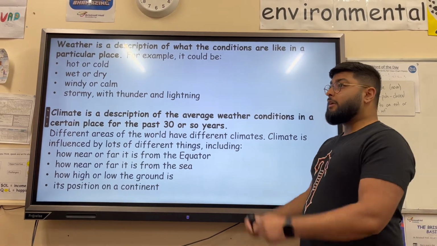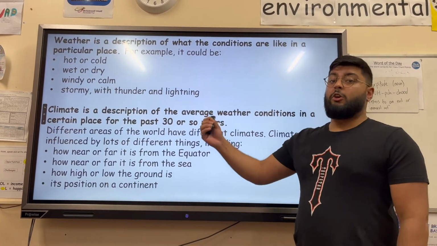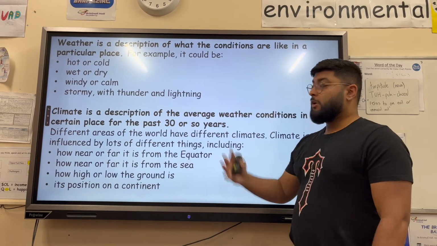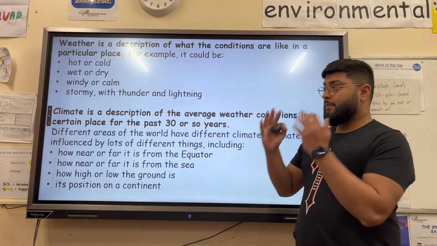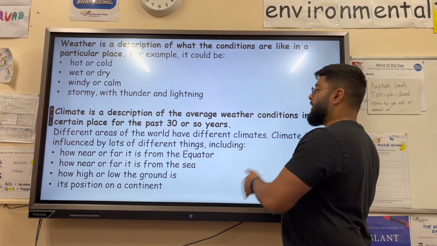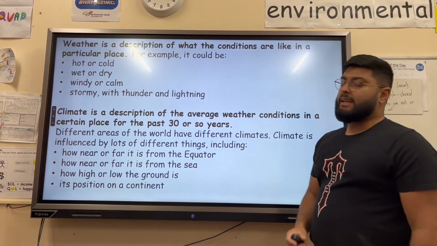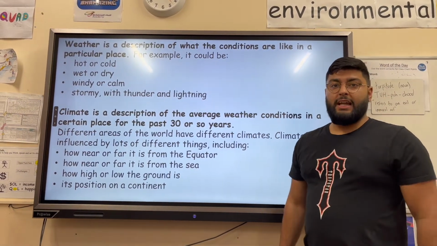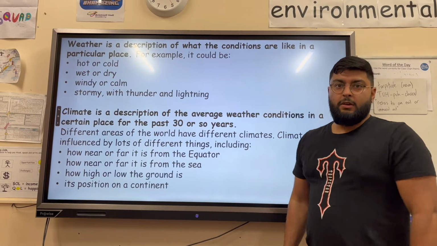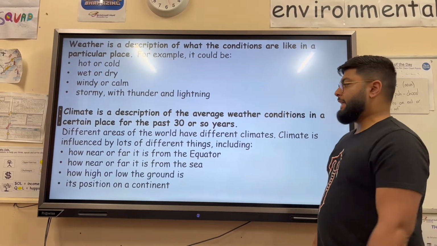So when you look out the window, it might be hot or cold, could be wet or dry, could be windy or calm, or it might be stormy with thunder or lightning. That's the weather. But the climate is a description of the average weather conditions in a certain place for the last 30 years. We can think of that: what's the weather usually like in this place?